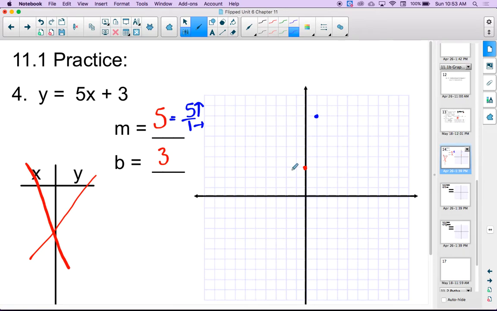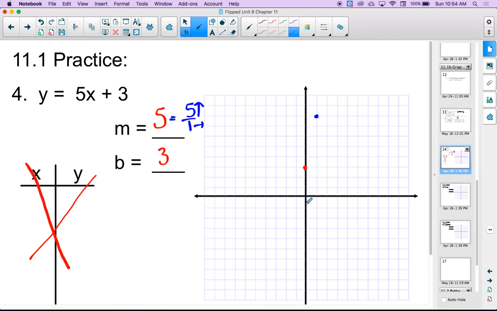And we can see there's a pattern. Up 5 over 1, up 5 over 1, up 5 over 1. Unfortunately, we're out of space up here, so we can use our pattern in reverse to get a third point. So we're going to go back to our starting point. We can go in reverse. Instead of going up 5, we're going to go down 5.